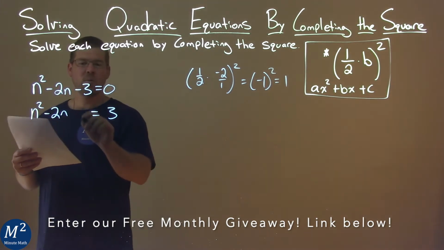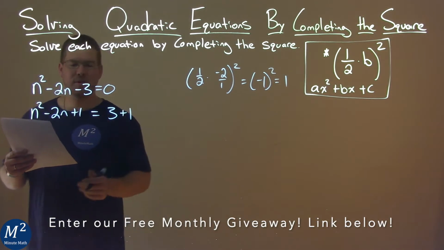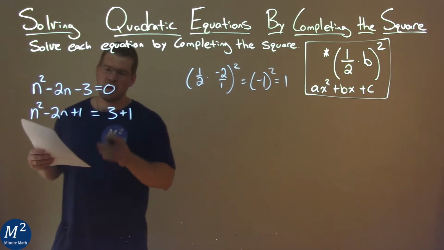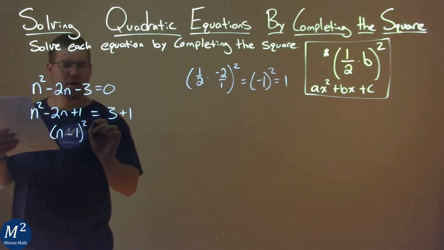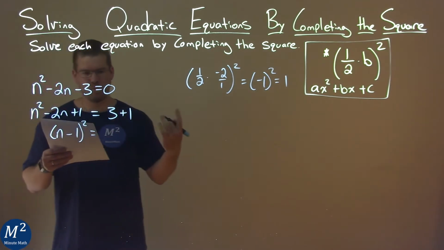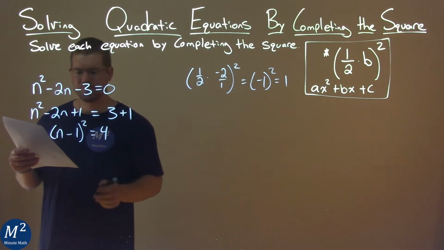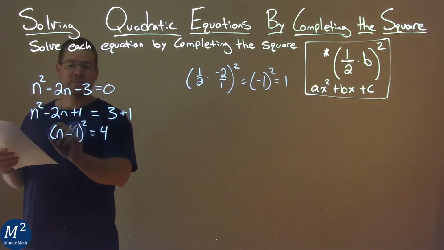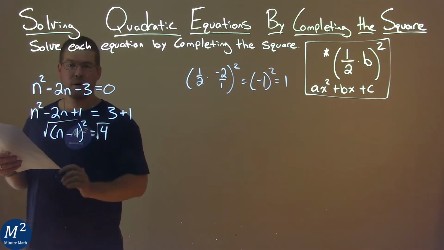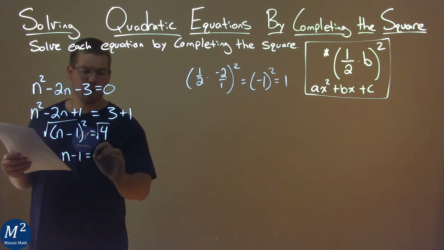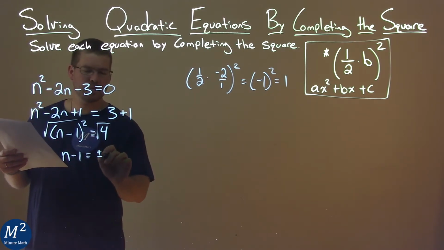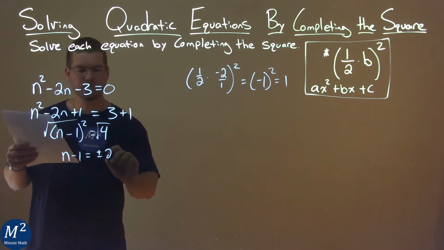So I'm going to add 1 now to both sides of the equation. The left-hand side is now a perfect square. It's n minus 1, all squared. Right-hand side, 3 plus 1 is 4. Now I can take the square root of both sides, which eliminates the square on the left, so n minus 1 is on the left, and on the right, the square root causes the plus or minus here. And the square root of 4 is 2.